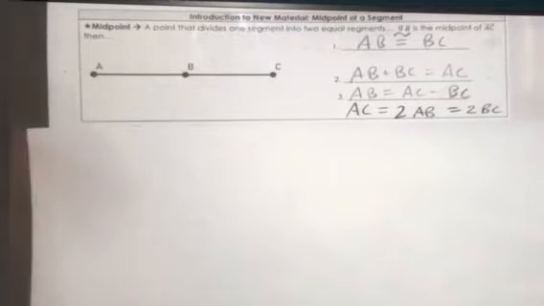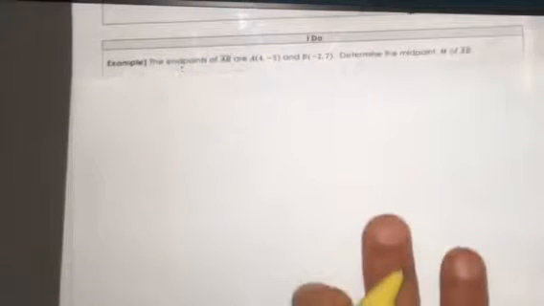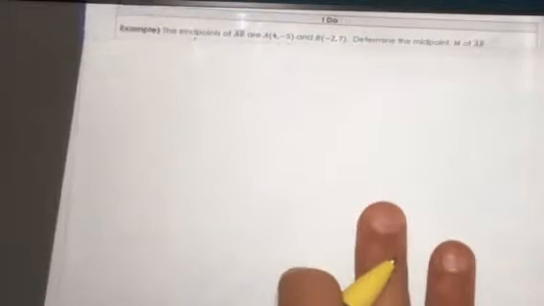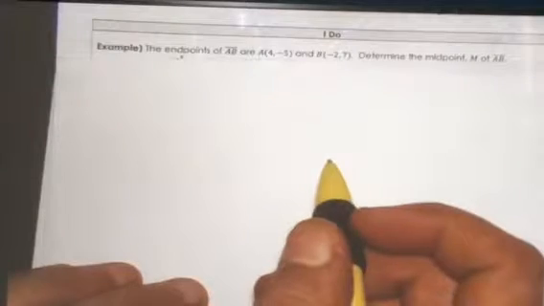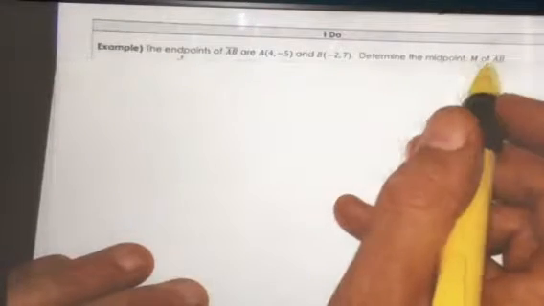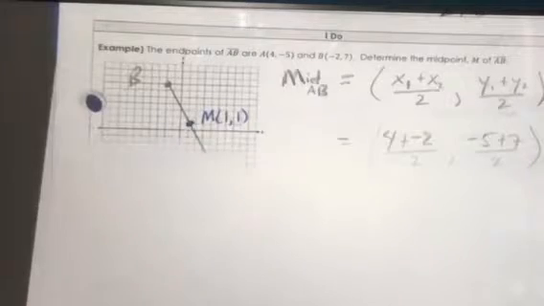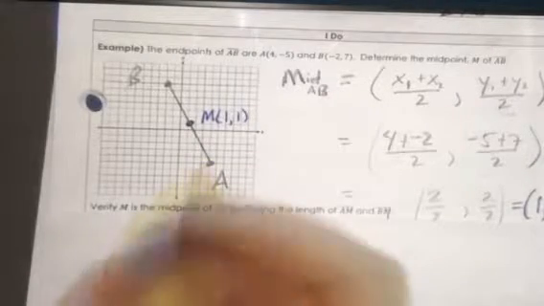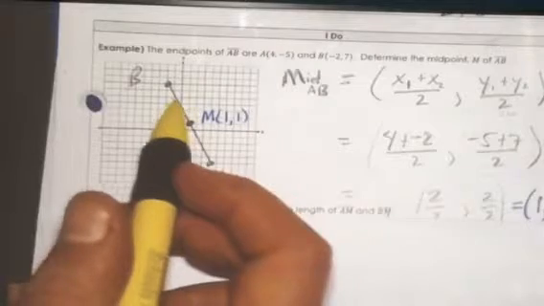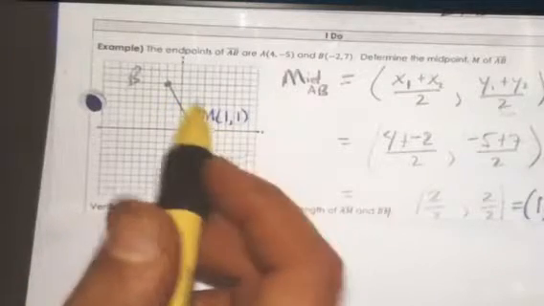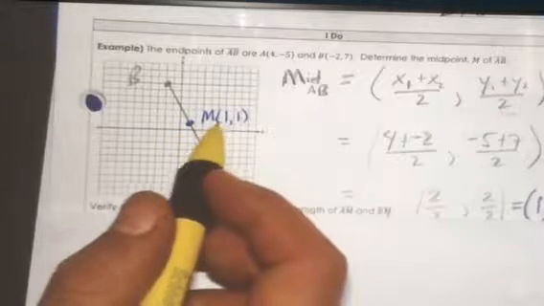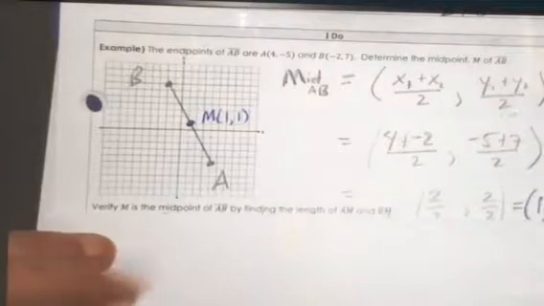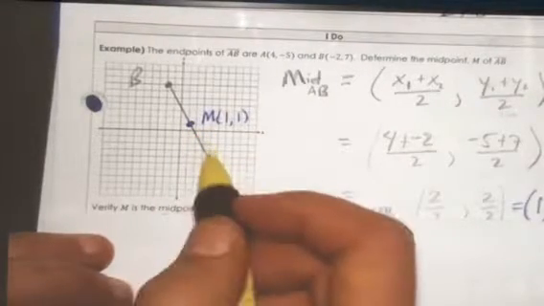All right, let's do a problem. The endpoints of AB are (4, -5) and (-2, 7). Determine the midpoint, M, of segment AB. So, we need to practice using a formula so that we're ready to use it with more difficult numbers. On this one, you might be able to figure out that the midpoint is x equals 1, y equals 1, but we just need to show the math so that we're ready for harder problems.